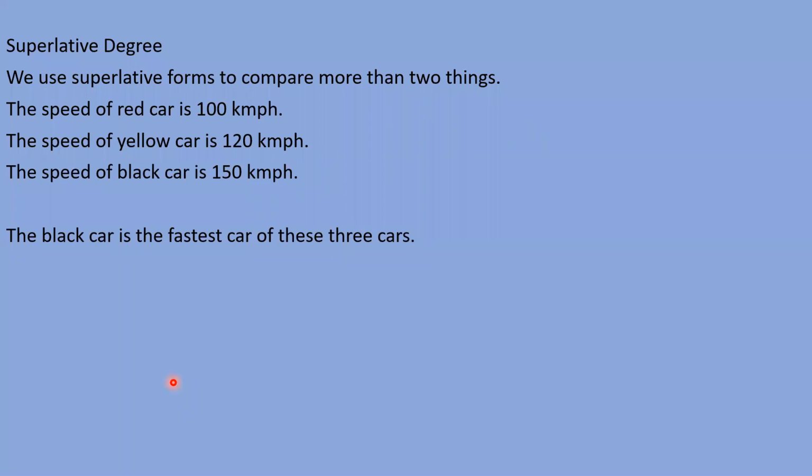Like, the black car is the fastest car of these three cars. But in the second last sentence, we are not doing the comparison with the help of selection, we are directly comparing the things. So we can say that the black car is faster than any other car, right?